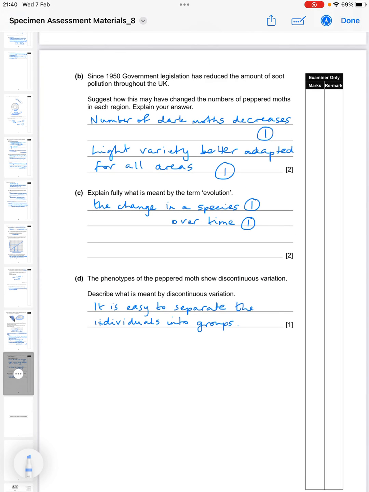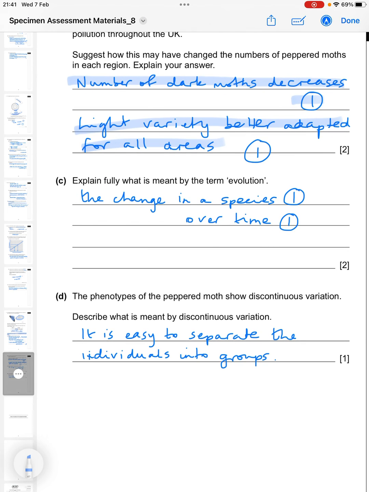And finally, it says since 1950, government legislation has reduced the amount of soot pollution throughout the UK. Suggest how this may have changed the numbers of peppered moths in each region and explain your answer. So, the number of dark moths would decrease, and that's because the lighter variety are better adapted for all the areas. In other words, as the soot decreases, there's less camouflage for the dark moths, so they get eaten more, and the lighter ones are better adapted to survive.